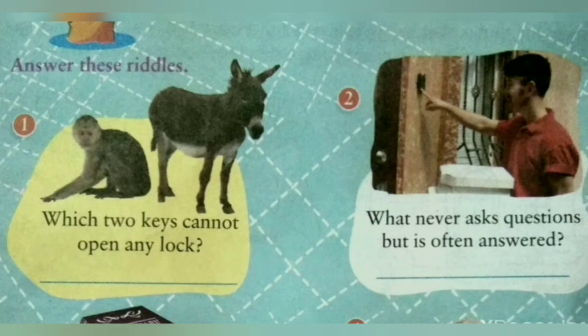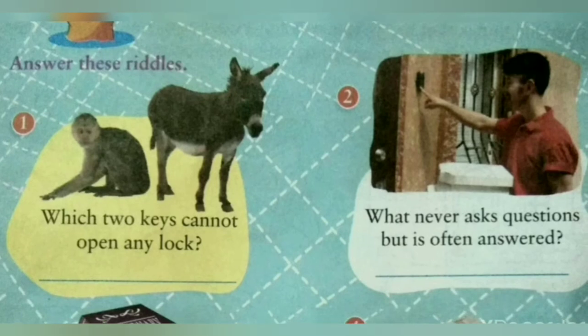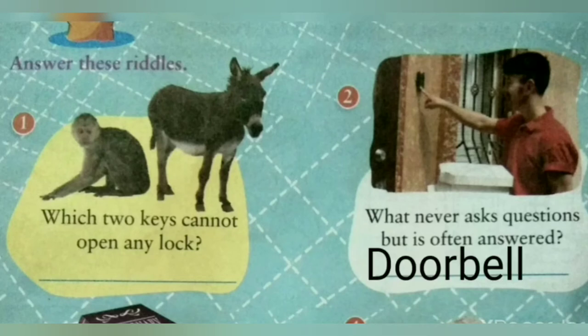Riddle number 2. What never asks any questions but is often answered? Here you can see a person is putting a finger on the doorbell. The answer is doorbell.